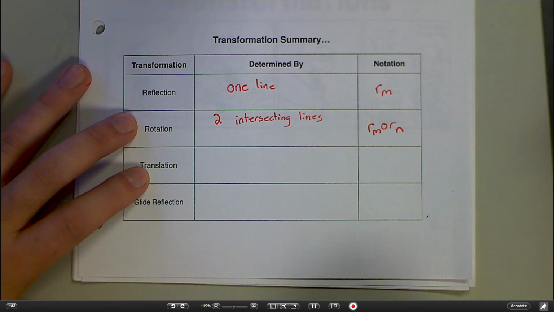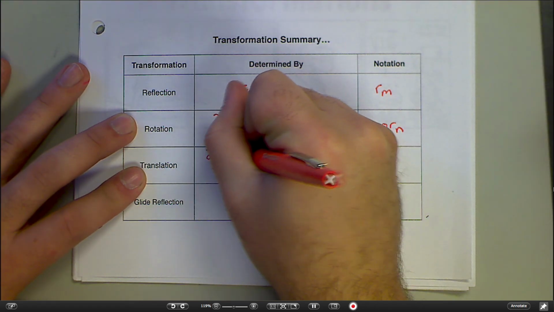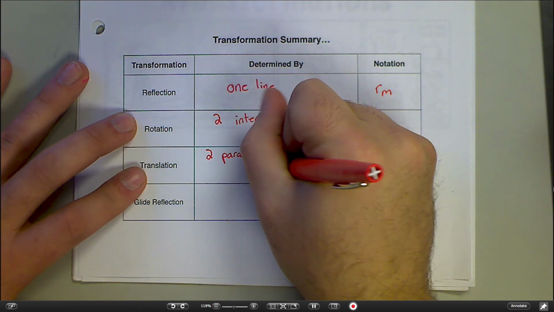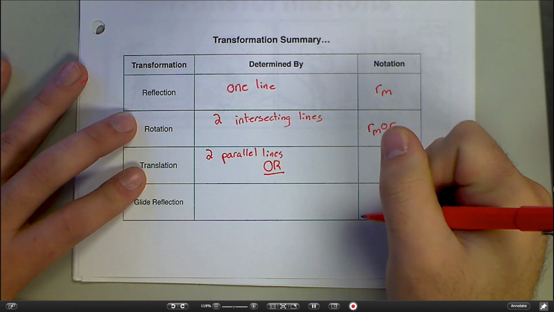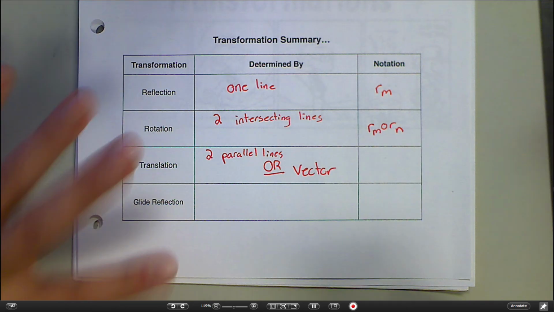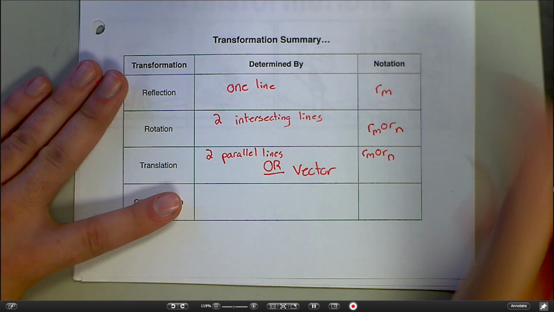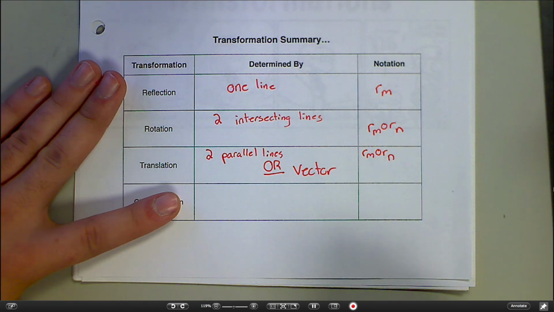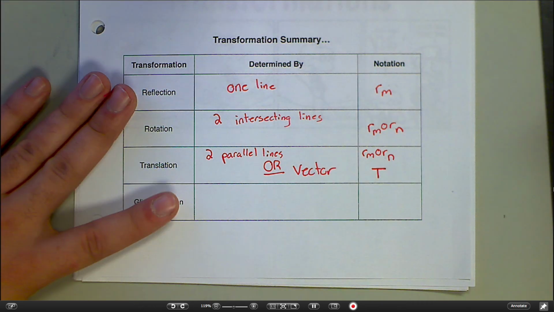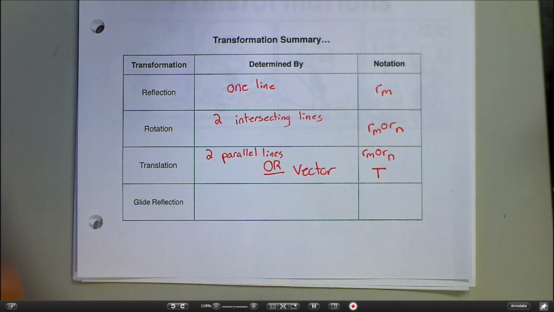Okay? For a translation, we actually have a couple options. We can do two parallel lines. So we can do it using the reflections of two parallel lines, or we can do the piece we talked about yesterday, which is using vectors. And that actually changes our notation as well, because if I'm using two lines, I'm going to do the same notation I use for a rotation. They're just parallel lines instead of intersecting. Or if we're doing a vector, we're probably going to call it just a single letter. Usually we use T for translation, but it could be a different letter as well.